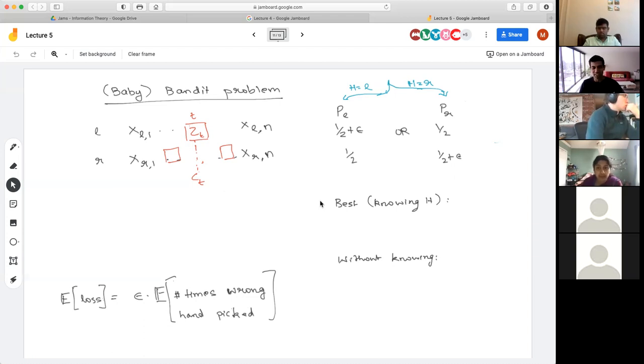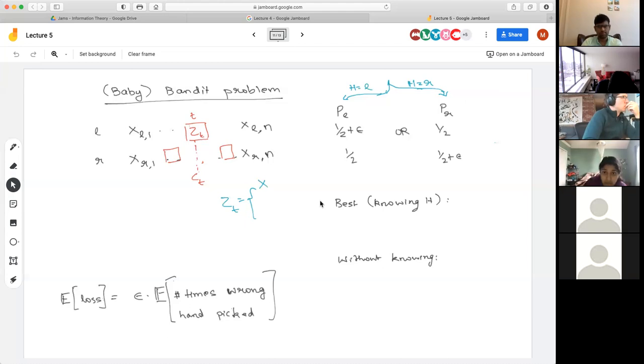Okay. And H was, let's say, left or right with probability half. And now I'm doing the same thing. I'm kind of tossing both coins, which are these X's. You make a choice at time t, which is C sub t, either left or right, and then you get to see the outcome of the coin in whichever hand you choose, which I'm going to call Z sub t. So Z sub t denotes what you actually see at time t.